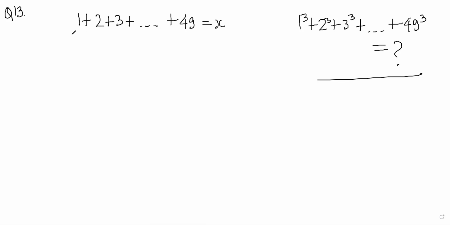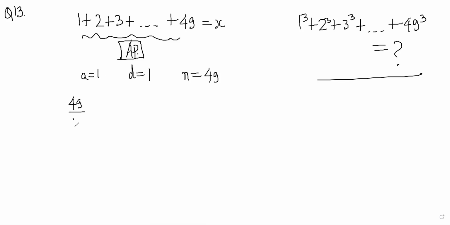Now, see, this is an AP, right? AP with first term a equal to 1, common difference 1, and how many terms are there? N is equal to 49. So the sum of this AP will be 49 by 2 into first term plus last term, so it will be 49 into 25, which is equal to x.